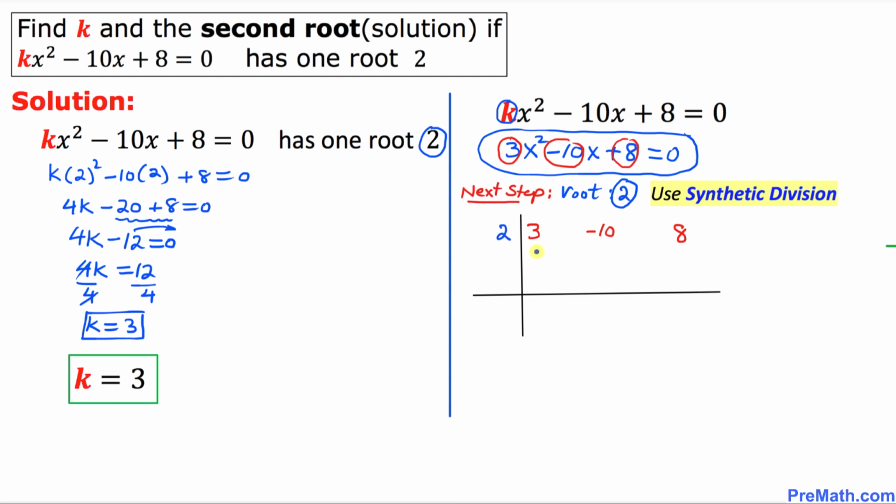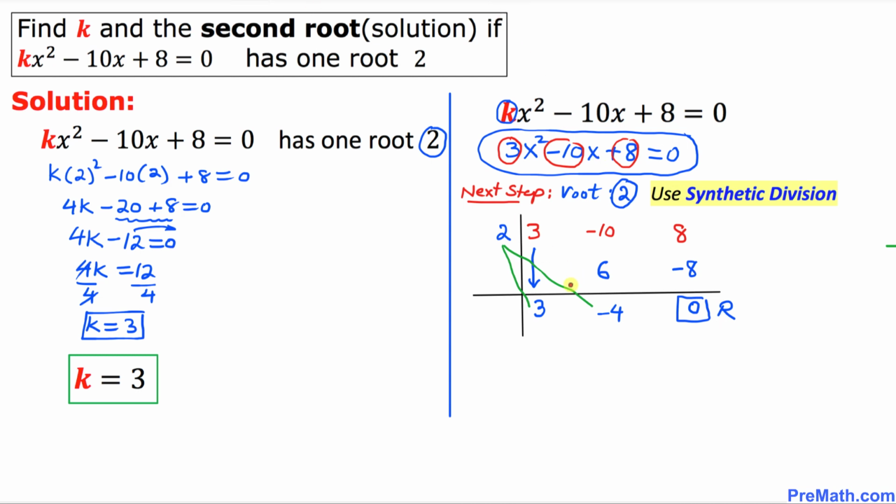The next step is we are going to bring this 3 down right up here. And then we are going to multiply 2 times 3, which is 6. We are going to write down 6 right up here. Add these numbers, so negative 10 and 6 is going to give us negative 4. Let's repeat the same process all over again. 2 times negative 4, multiply them out, is negative 8. If we add them, we are going to get 0 as our remainder.